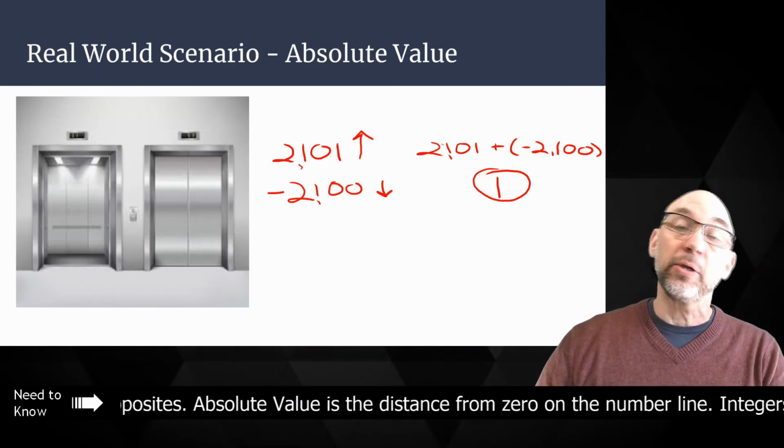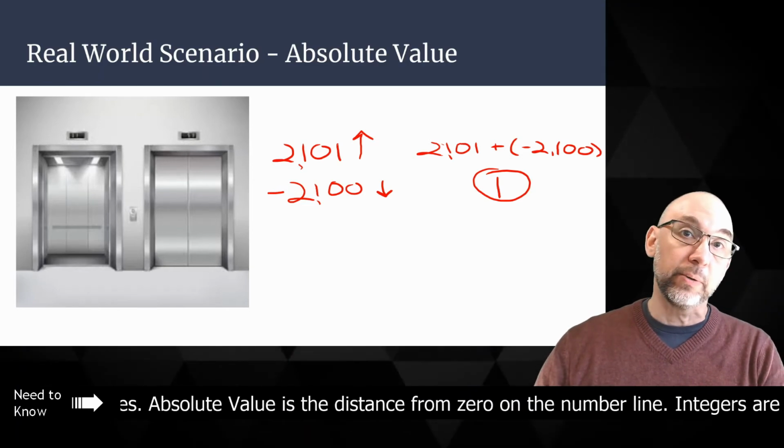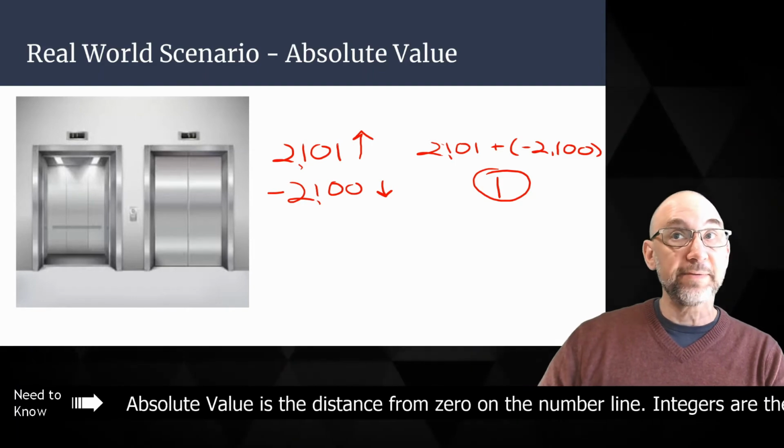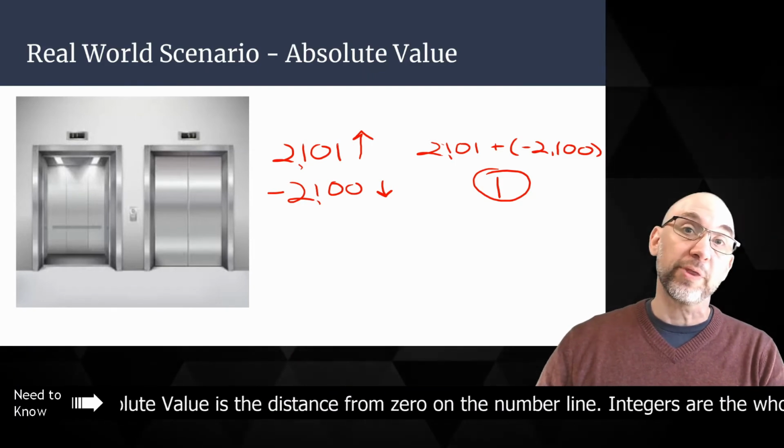So what you'd actually be looking for there is the absolute value. You'd have to add the absolute value of the two integers, which would be a positive 2,101 and positive 2,100, which would give you 4,201.